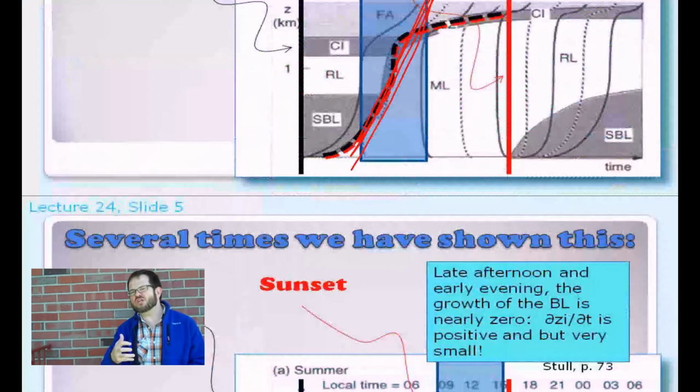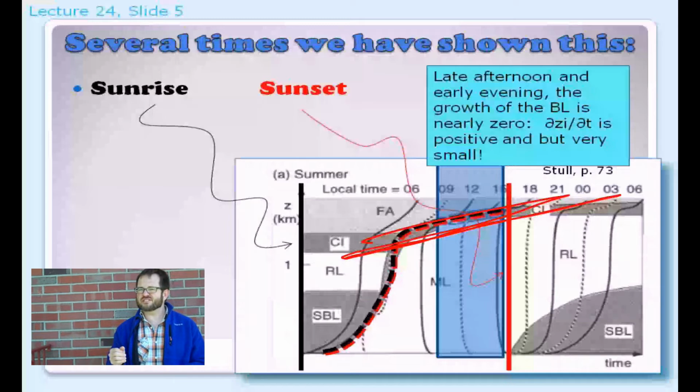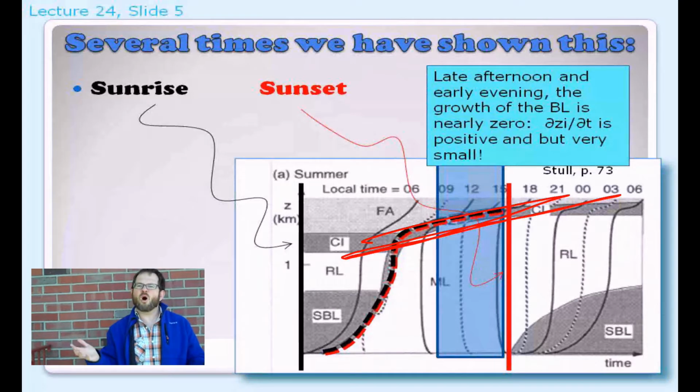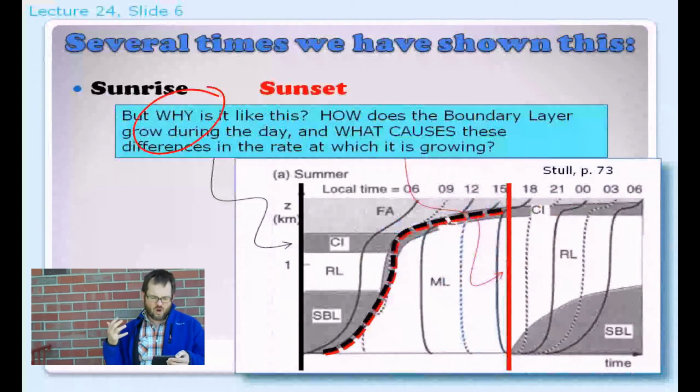Yet late in the afternoon and in the early evening, just in those last few hours before sunset, the rate of the boundary layer's growth goes very, very slow again. Again, it's not negative, it's still growing, but very, very slowly with respect to time. And so the question I would be asking you is why? Why is the growth of the boundary layer this way? What causes the boundary layer to have different growth rates with respect to time?